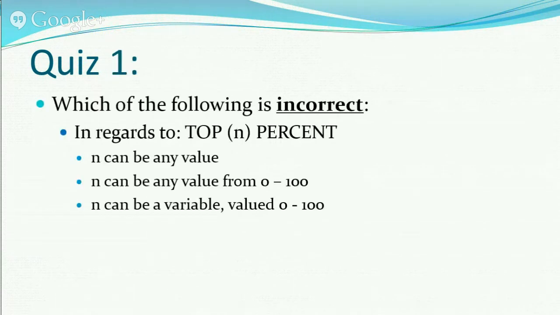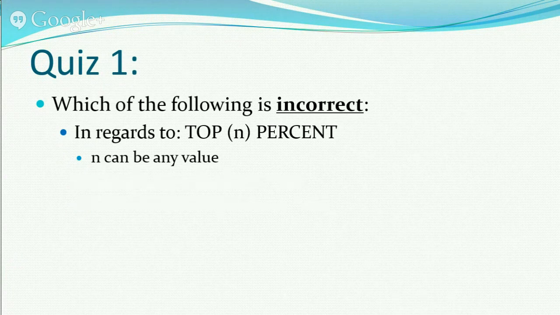All right. This is your part of the quiz first, Aaron? Hopefully you remember back to the beginning. First question is, which of the following is incorrect? In regards to top n%, n can be any value. N can be any value from 0 to 100. N can be a variable valued 0 to 100. So which one do you think is incorrect? You think the first one is incorrect? What makes that one difficult is it's one of those backwards questions where it's not asking what's correct, it's what's incorrect.